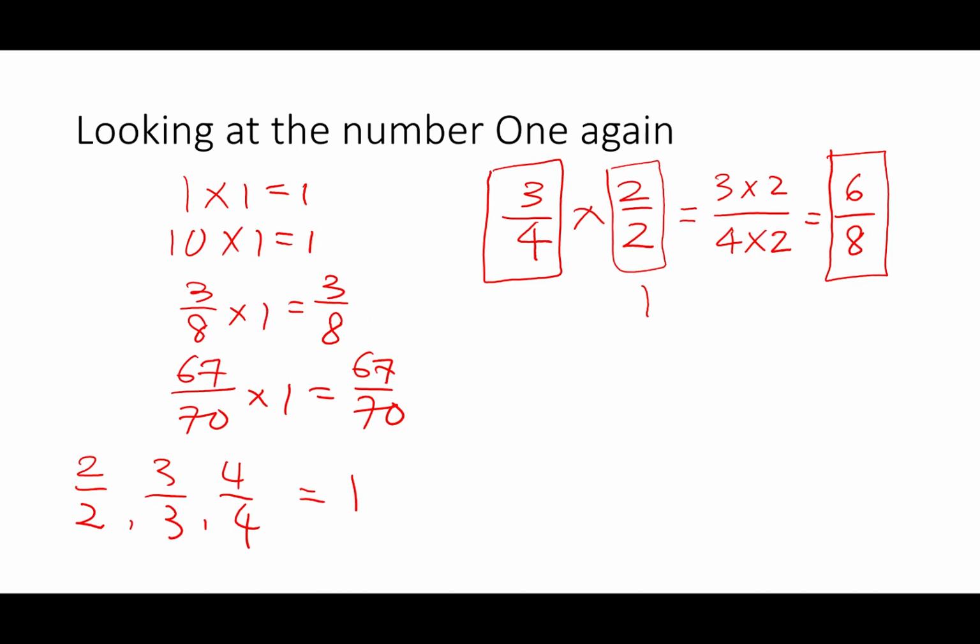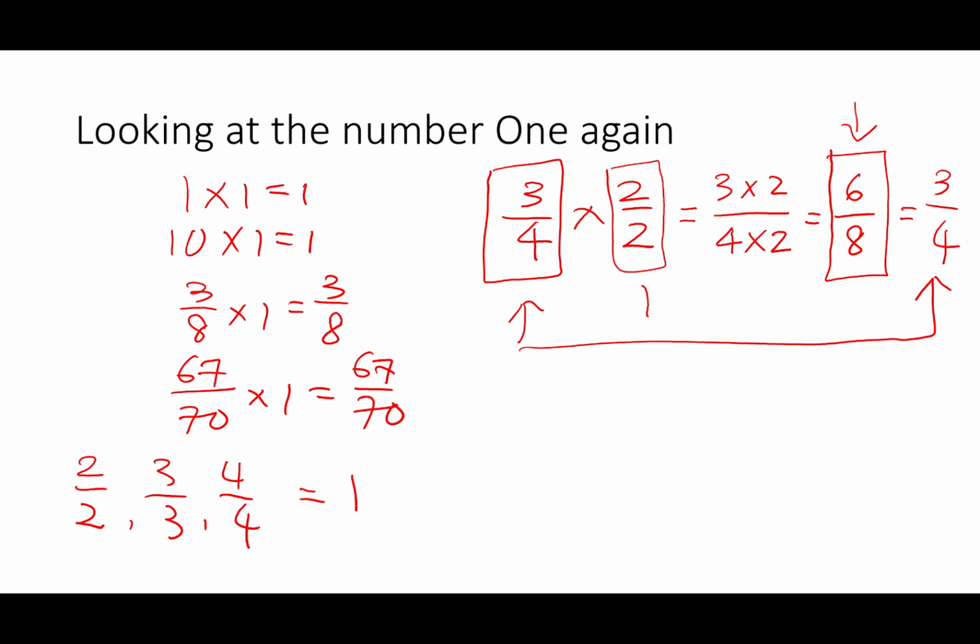The fraction 6 over 8 here is in fact similar to 3 over 4. Why? Because 6 over 8, I can reduce it. We learned about reduction of fractions. So if I reduce 6 over 8, I get 3 over 4. Therefore, the value remains the same.